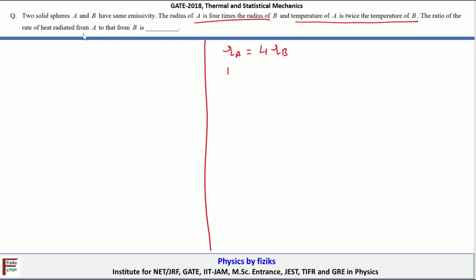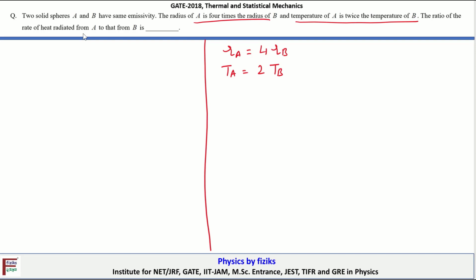Let's take a look at the next problem. The statement is: two solid spheres A and B have the same emissivity. The radius of A is 4 times the radius of B. So we are given two different spheres, and the radius of sphere A is equal to 4 times the radius of B. The temperature of A is twice the temperature of B, so the temperature of A is equal to twice the temperature of B.